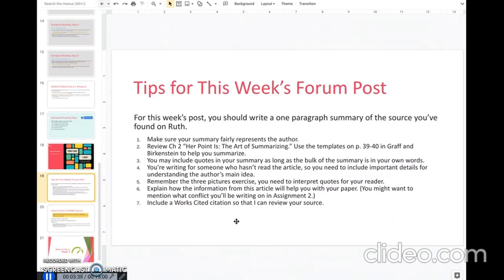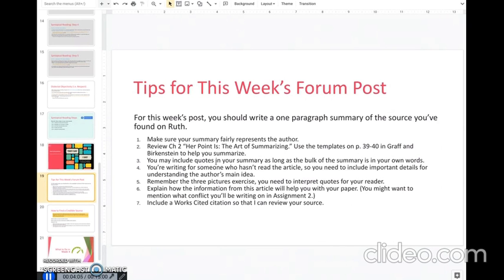But a couple points on summaries. One, make sure that your summary fairly represents the views of the author. You can refer back to chapter 2 in Graff Birkenstein, which is the "Her Point" Art of Summarizing chapter. And there are some good templates for how to introduce summaries on pages 39 and 40. Remember, you always want to give the author and the title of the article or book as an introduction.